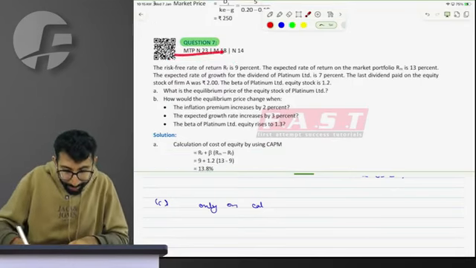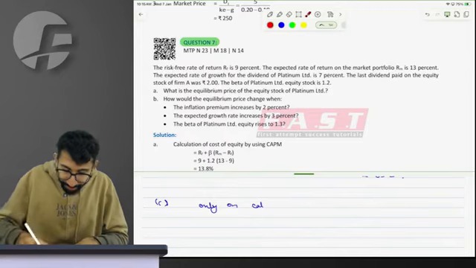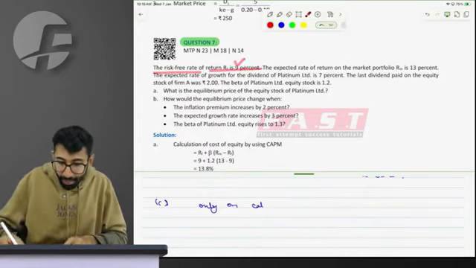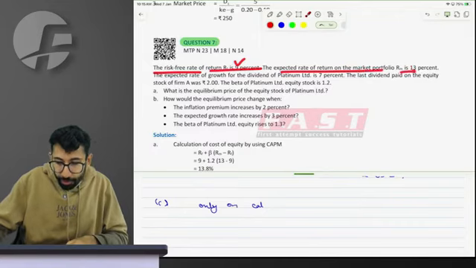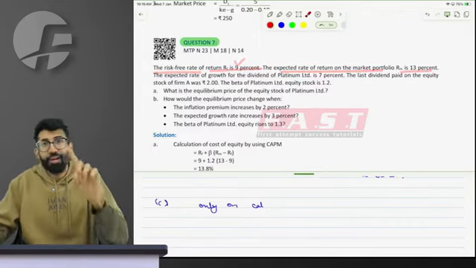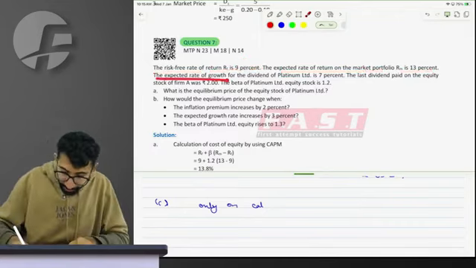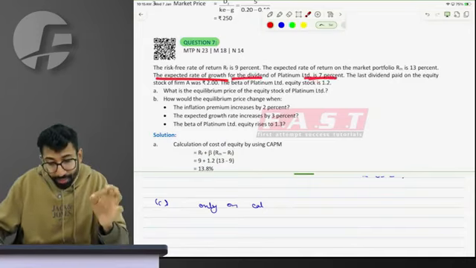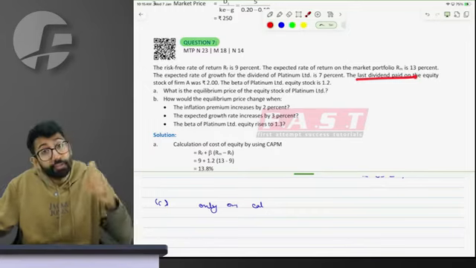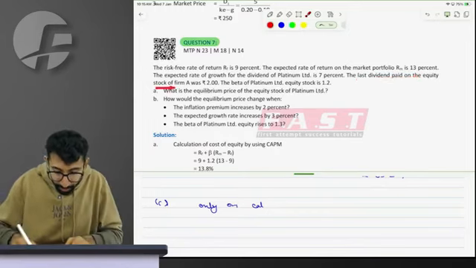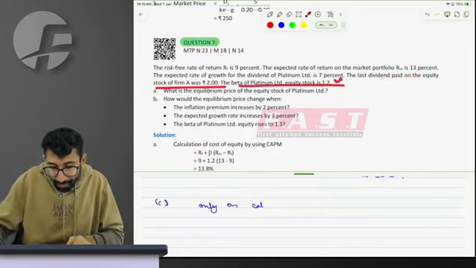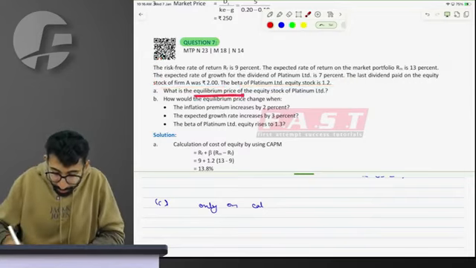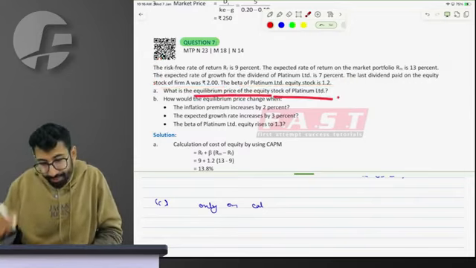So let's start to read question number 7. Risk-free rate is 9%, needless to mention, per annum. Expected rate of return on the market RM is 13%. So RF is there, RM is there. Dividend growth has been given as 7%. Last dividend paid D0 has been given as 2. Beta has been given as 1.2. Sir, part A of this question: calculate equilibrium price.